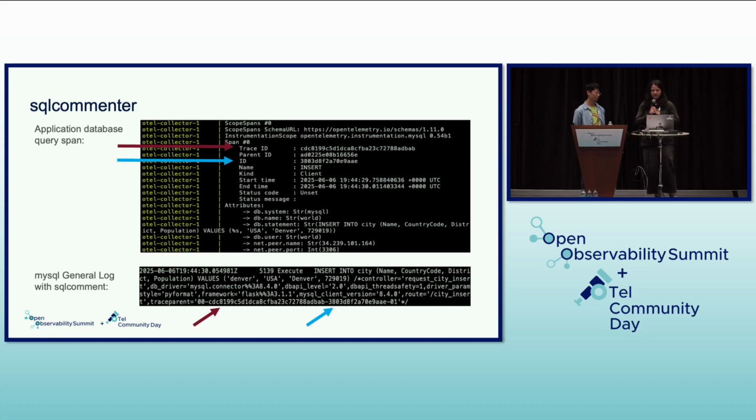And very briefly, a general log in a SQL server is one or more log files that contains records of all queries and server operations. So it's a pretty detailed history if you enable it. So now visually we can correlate the span that was generated with the actual query. Labeled in red, the trace ID starting with CDC is the same in the span and the SQL comment, and so is the span ID labeled in blue.